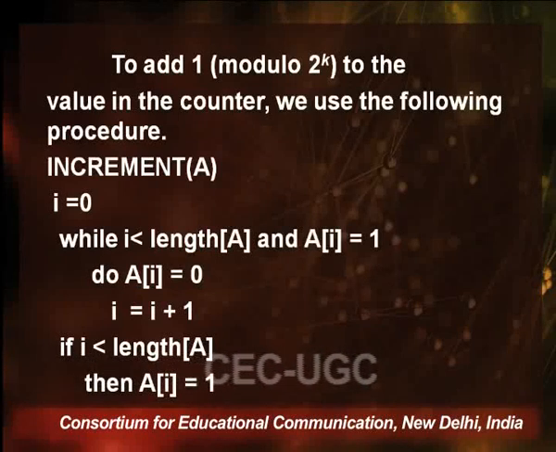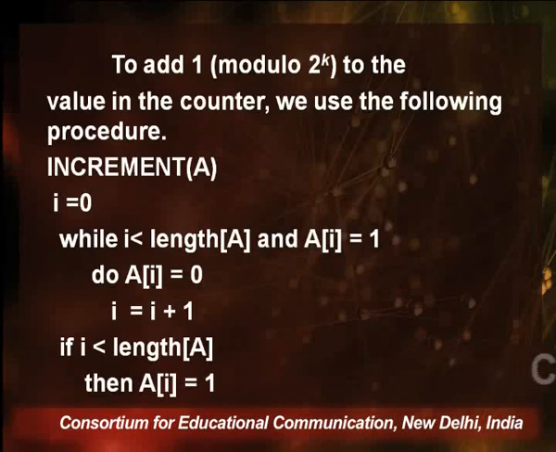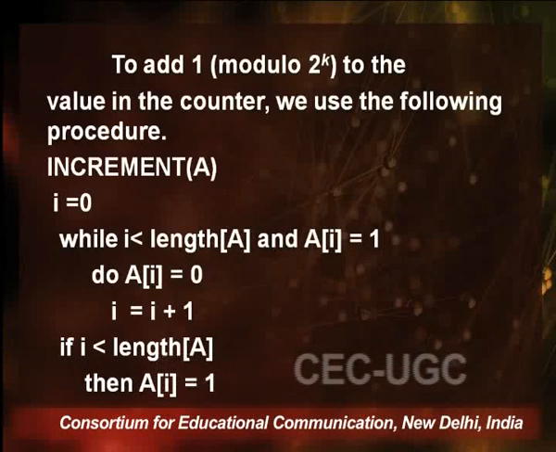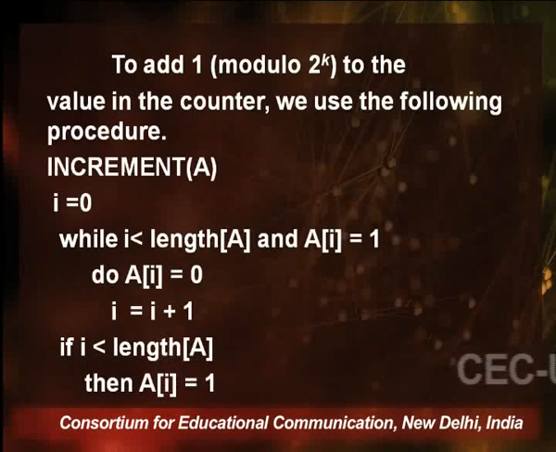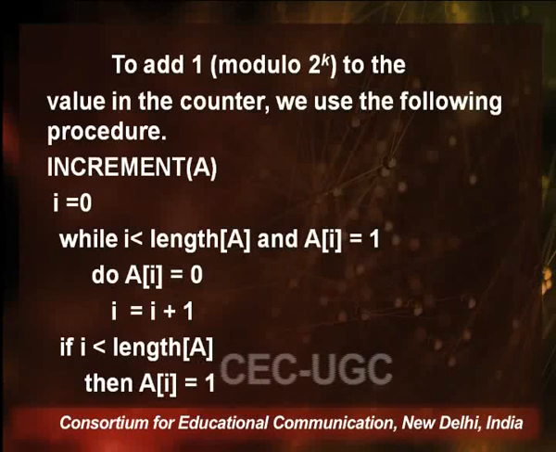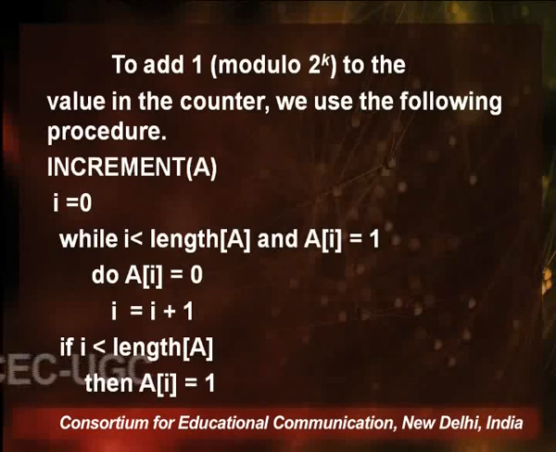We actually want to add 1, and as my binary counter is limited to 8 bits, it is not only addition of 1, but addition of 1 modulo 2 to the power k, because we will be resetting after reaching the end. We will be resetting the counter to value 0.